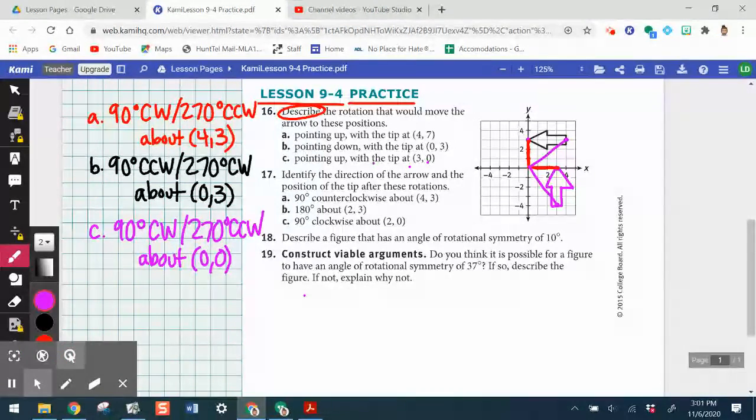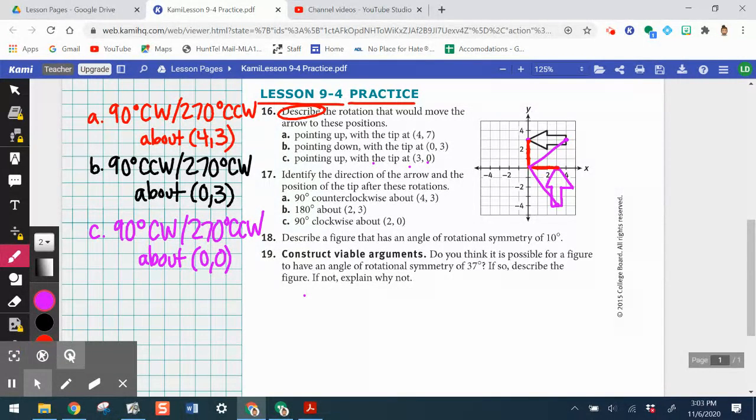So now 17 takes a slightly different direction, pun intended, and it asks us to identify the direction of the arrow and the position of the tip of the arrow after these rotations. So now we're kind of changing the direction here, like I said, and trying to figure out what direction the arrow is going to be pointing and where the tip of the arrow is going to be after a 90 degrees counterclockwise rotation about the point 4, 3.